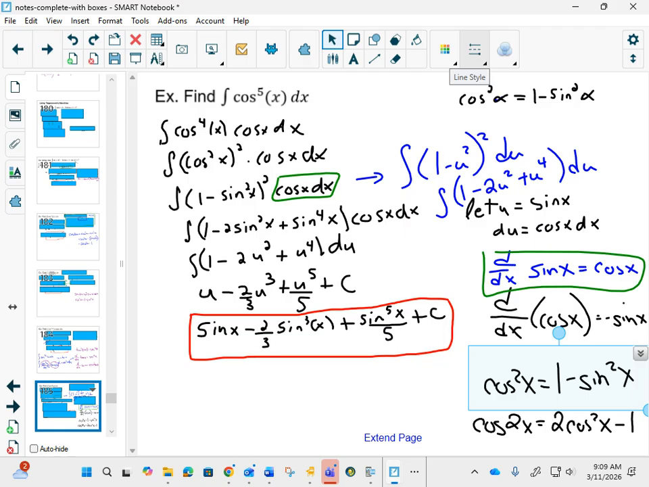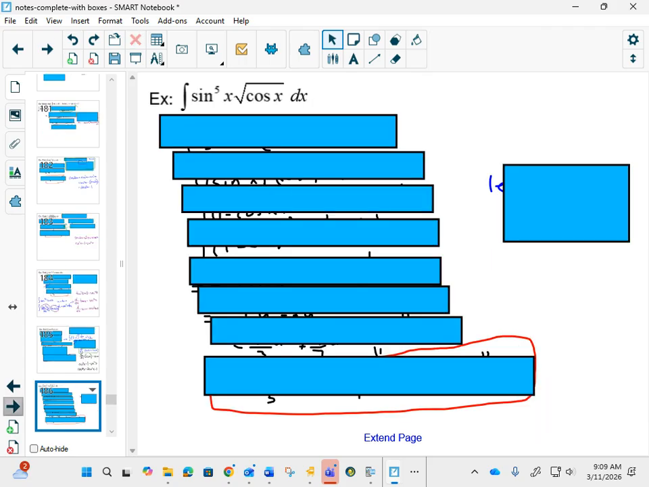All right, you want them to get harder? No. I'm going to say they don't really get harder. They just stay at this same difficulty with different strategies. So, sine to the 5x, and then I have a square root of cos x.